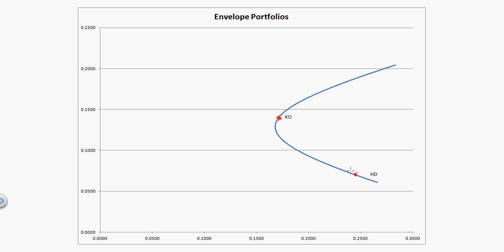Would you ever want to be completely invested in Home Depot? And the answer to that is no, because when you're in Home Depot, you would have this 6.1% return with whatever this level of risk. You could be in this combination up here, have the same risk but higher return. So that might be, you know, minus 70% Home Depot and 170% Coke. Not sure what the exact numbers are. That's something we need to figure out.